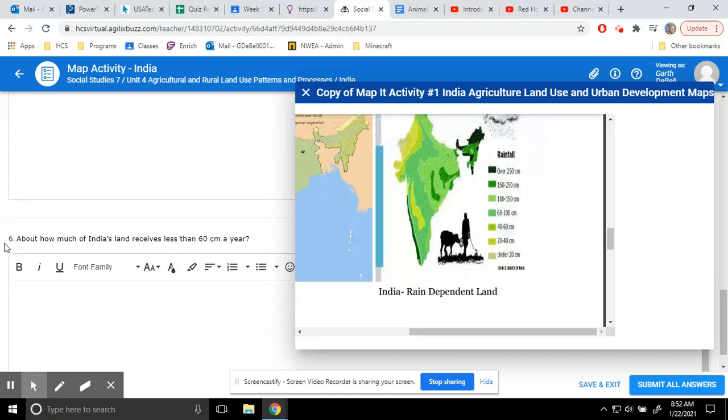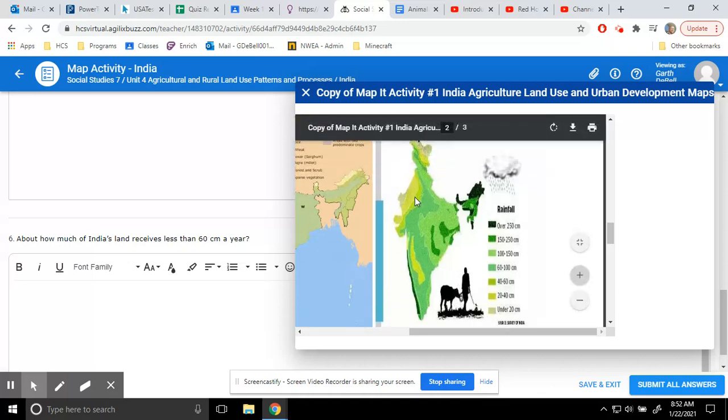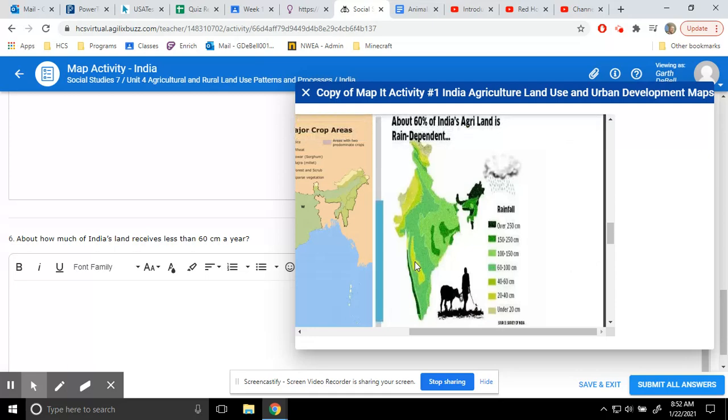About how much of India's land receives less than 60 centimeters a year? So the yellowish to gray, these last three categories, is what it's looking for. So you're going to look at this little strip right here. What do you think? How much of the land would you say that it is percentage-wise? About 10 or 15%? I'd say probably about 10%. It's kind of hard to tell because it's a weird shape, but I'd say about 10% or so.